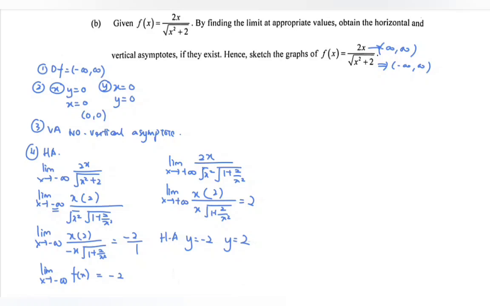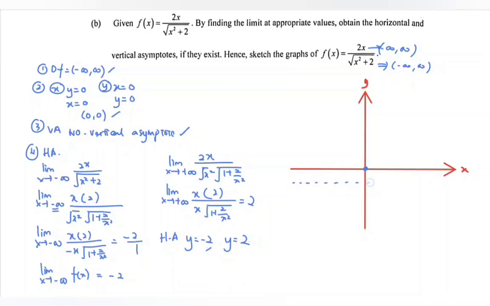Next, we have to sketch the graph. Okay, so now focus on the graph. Number 1, we have all real numbers, which means that there is no vertical asymptote. Number 2, we have the coordinate (0, 0). Number 3, no vertical asymptote. Next, we have y equals negative 2. So let's say here we have y equals negative 2. Another one we have y equals 2.